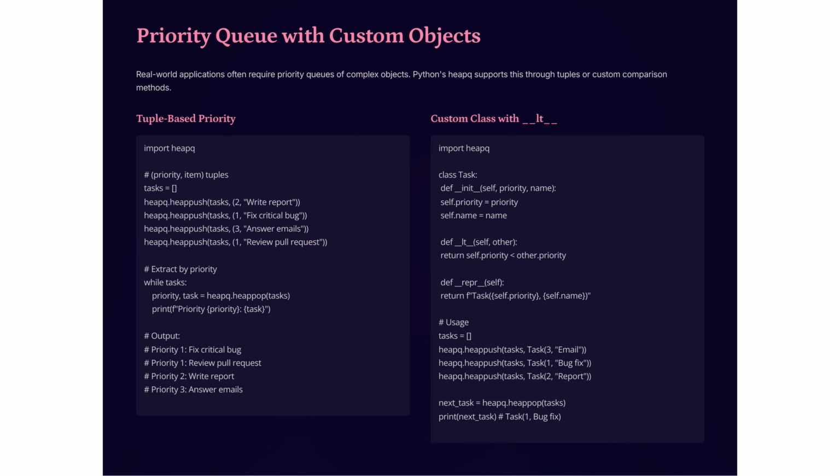Priority queues with custom objects are essential in real-world applications. Python's heapq can handle this using tuples or custom comparison methods. For instance, tasks can be prioritized using (priority, item) tuples, or a custom class with a __lt__ method. This allows efficient task management, ensuring critical tasks like bug fixes are addressed first.